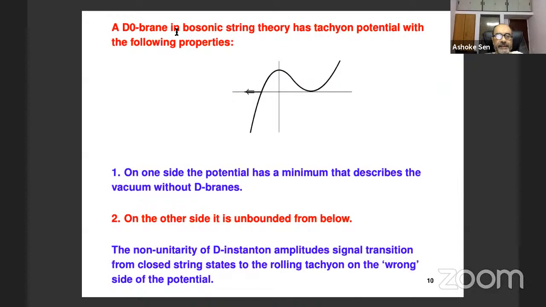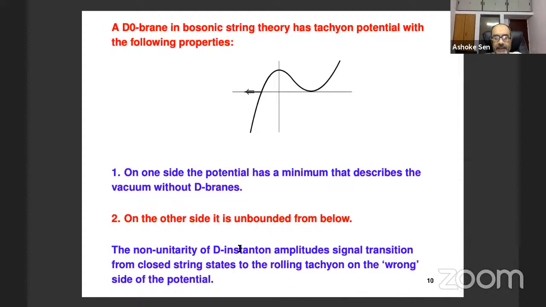So if you consider a D0 brane in bosonic string theory, its tachyon potential takes a slightly different form. It's not symmetric. On one side, so this describes a D0 brane configuration, the maximum. One side has a nice minimum. This describes the vacuum without D brane, without D0 brane. So this height is 1 over G string. But on the other side, the potential is actually unbounded from below.